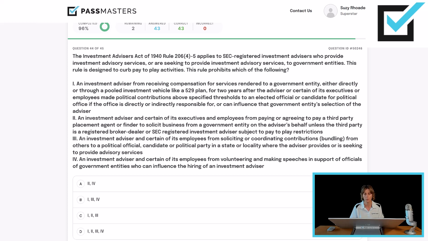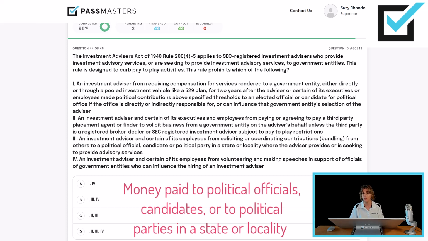This rule prohibits which of the following? So we don't want to be able to give money to municipalities in the hopes of getting the investment advisory business. That's what this rule is all about.